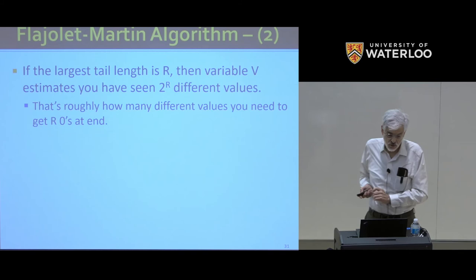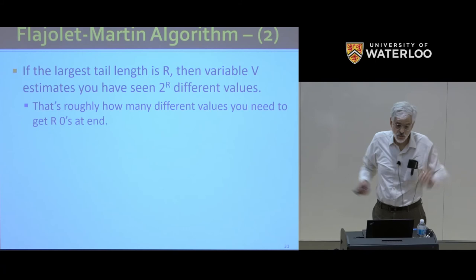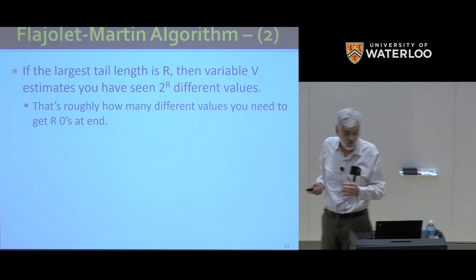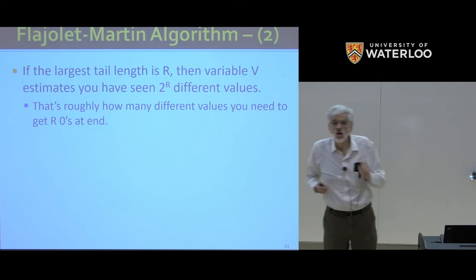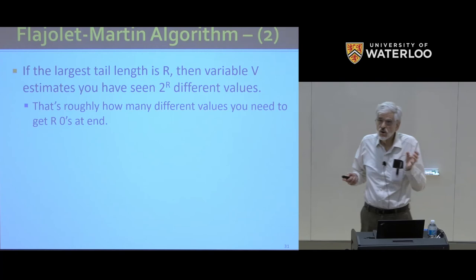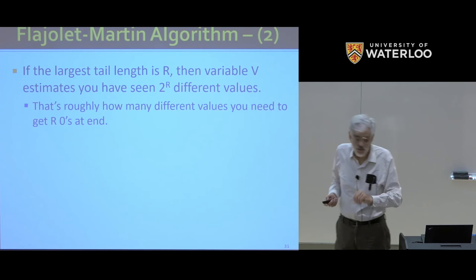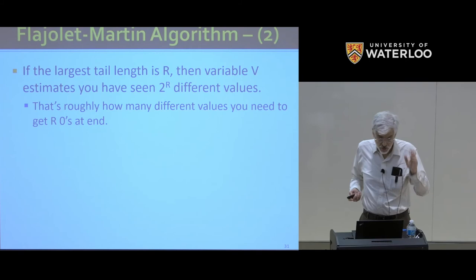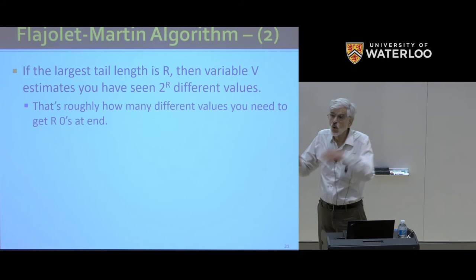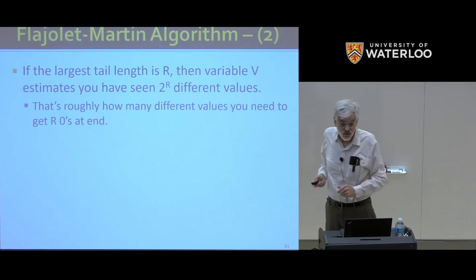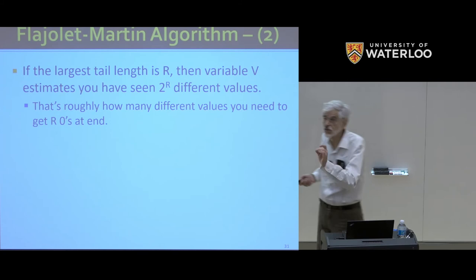Now, if after seeing all the inputs up to some point, a variable v has a tail length of r, then v is going to guess that there are 2 to the r different inputs. And if you think about it, that's sort of right, because if you have 2 to the r inputs, the chances are pretty good that one of them will have all zeros. It's actually 1 minus 1 over e, about 63%, something like that. On the other hand, if you've seen a lot more than 2 to the r inputs, chances become really high that you will see at least r zeros at the end of some random bit string. And if you see much fewer than 2 to the r, the chances are kind of small that you'll see as many as r zeros.